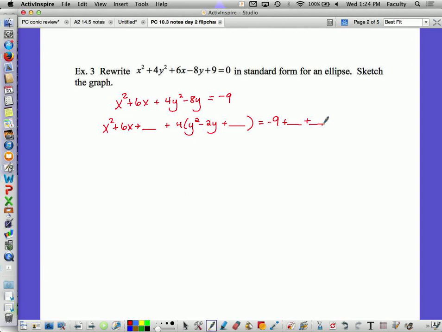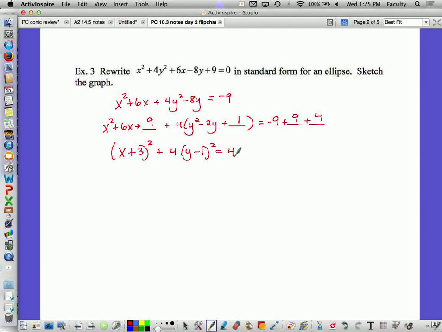Now the x squared was okay. So I'm going to take half of 6, which is 3, and square it. You need to remember to add it to both sides of the equation. Now I'll take half of 2, which is 1, and square it. But I did not actually add 1 to the left side. What did I add? 4. So I'm ready to factor this. X plus 3 squared plus 4 times y minus 1 squared equals 4.